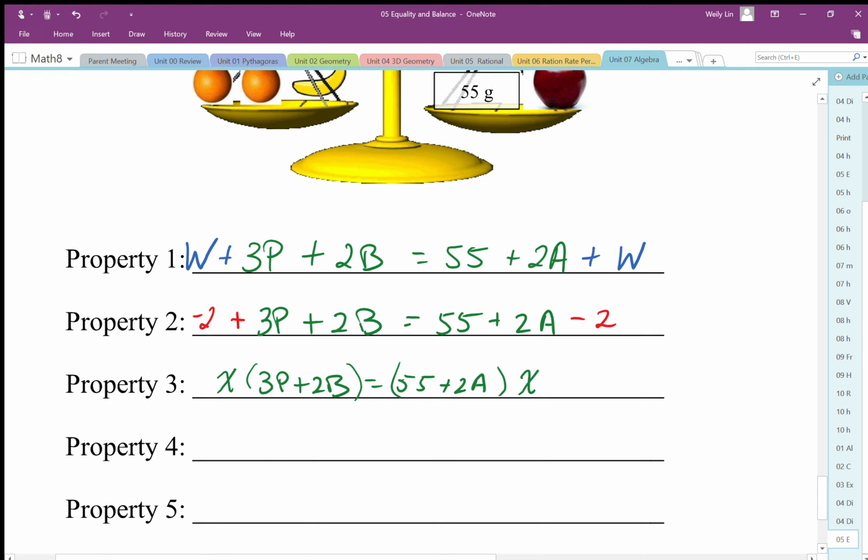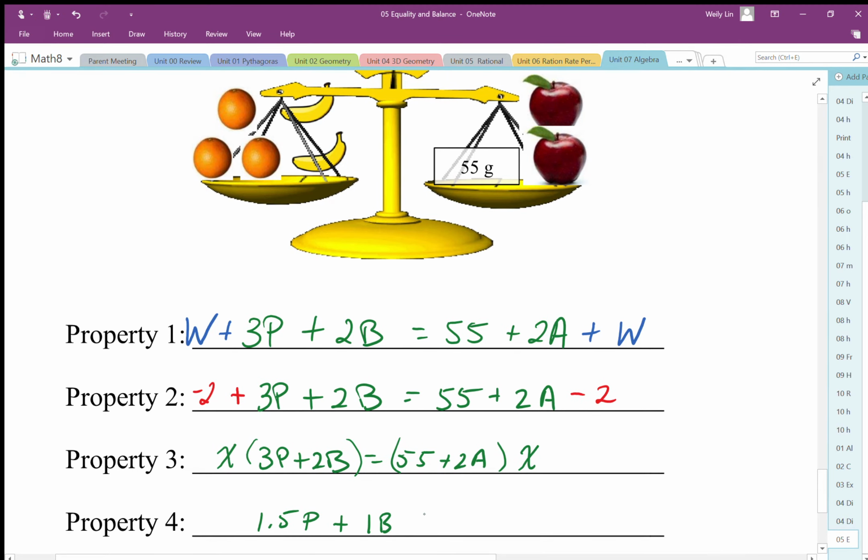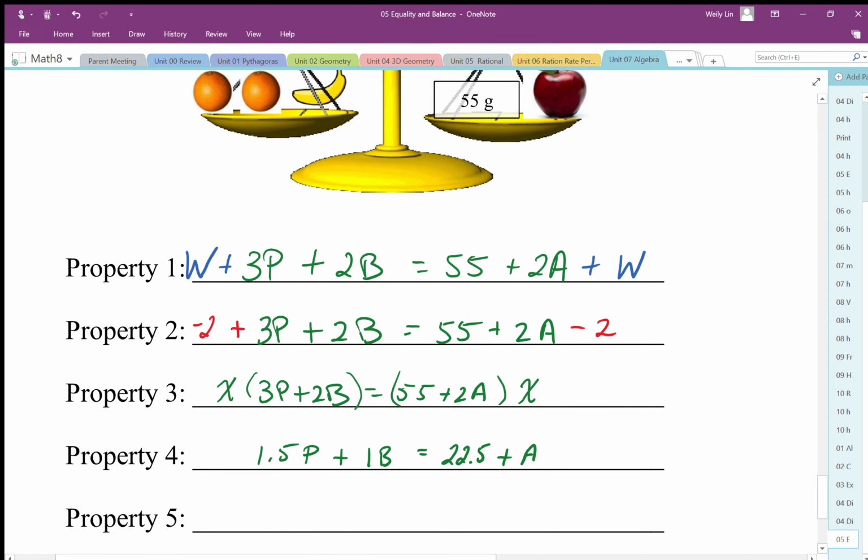So if I want to show division, I can take the original balance. I'm going to just have 1.5 passion fruits, 1 banana. So I took half of everything on the left hand side, and I'm going to take half of everything on the right hand side. And I know that, although I don't know how much the bananas, passion fruits, and apples weigh, I know this will stay balanced because I took exactly half of both sides.